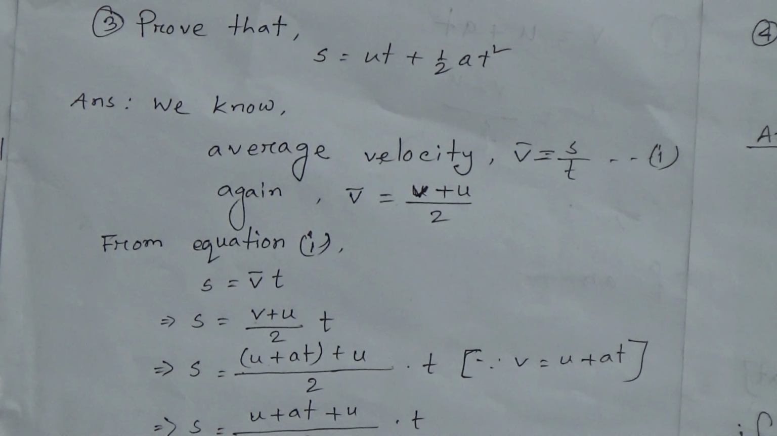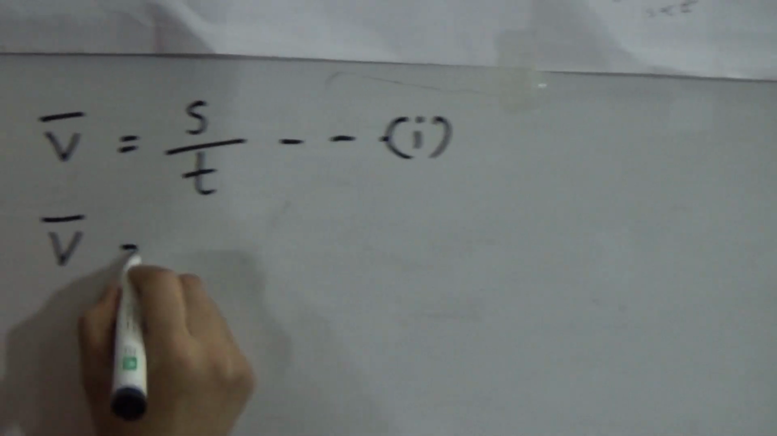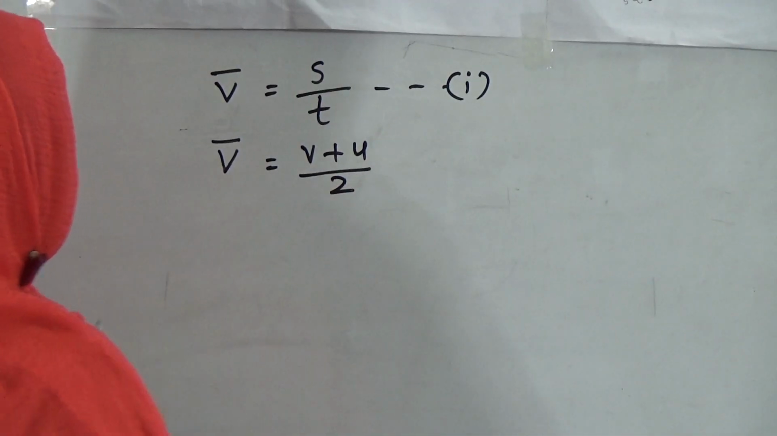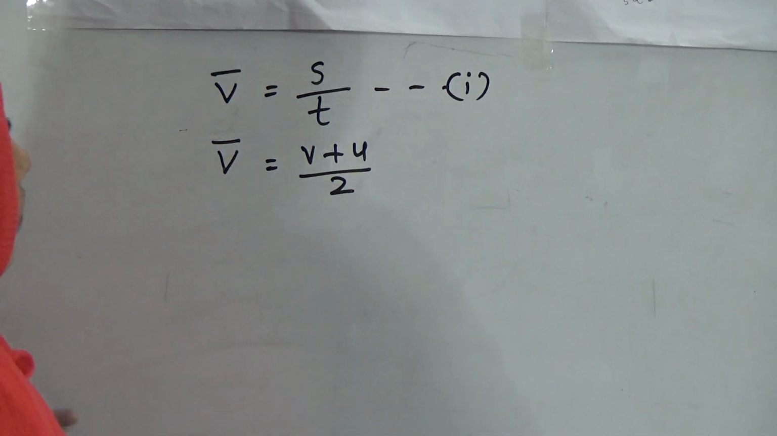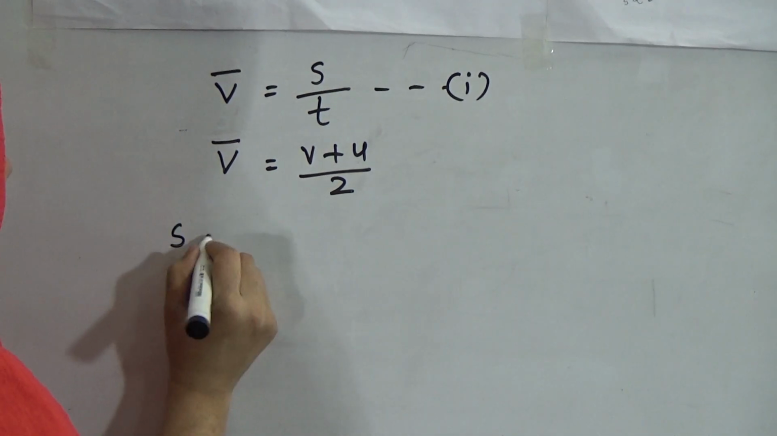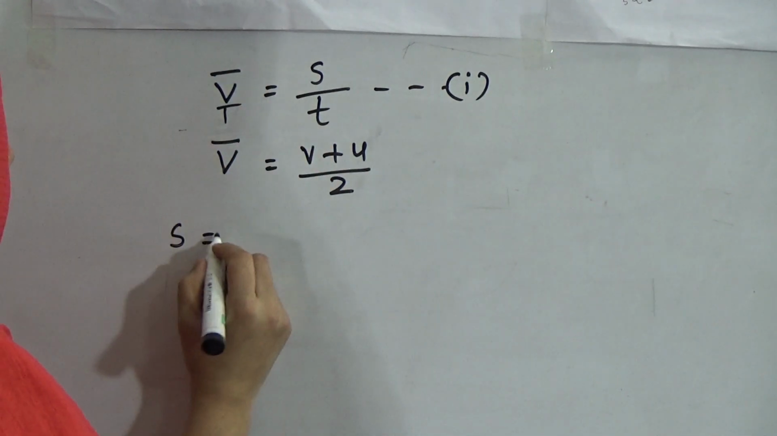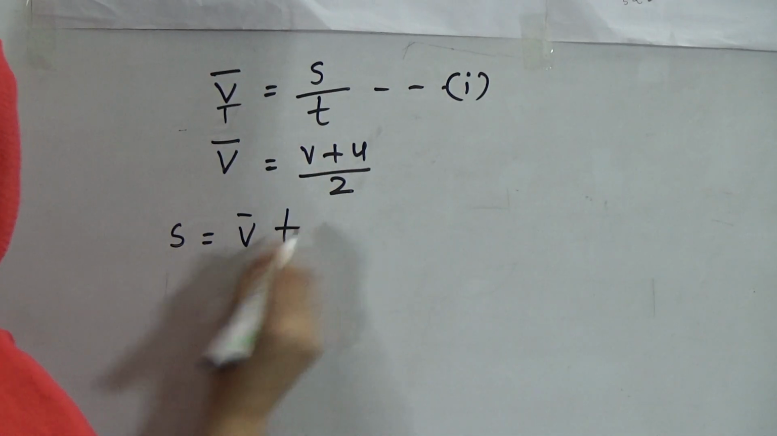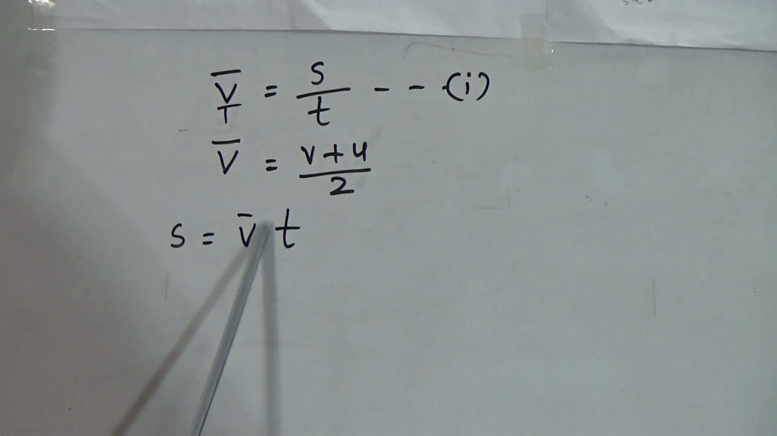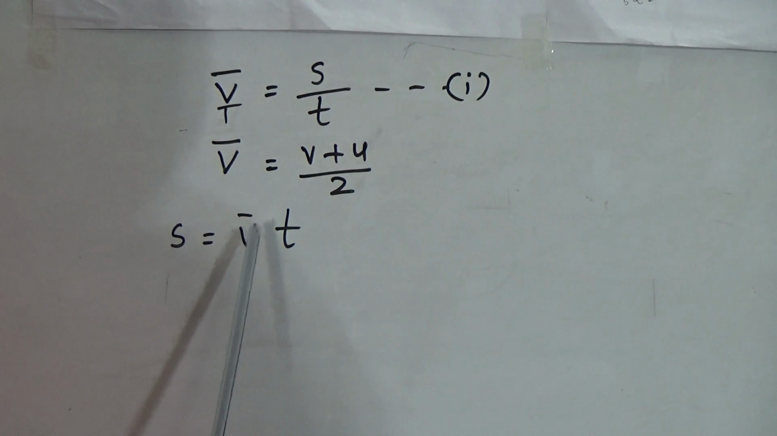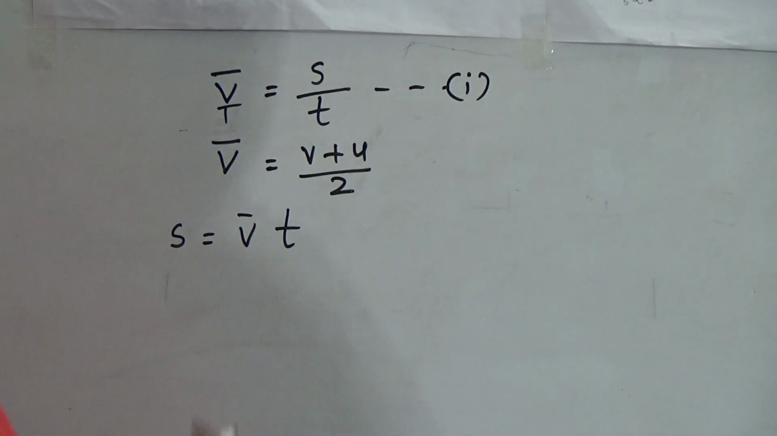Again we know average velocity v bar equals v plus u divided by 2. From equation number 1, by cross multiplication, we can write s equals v bar t. Okay, this one is average velocity, not final velocity. V bar means average velocity.